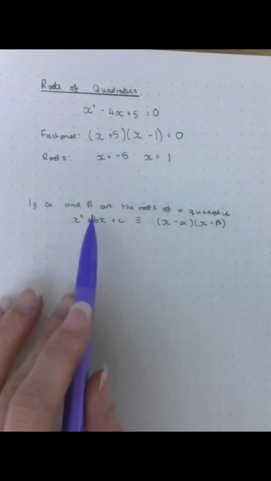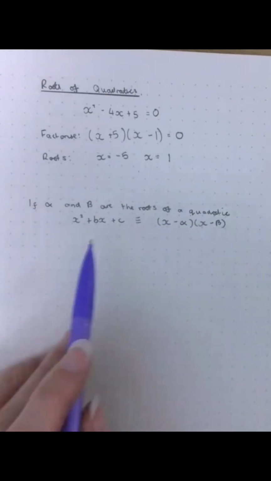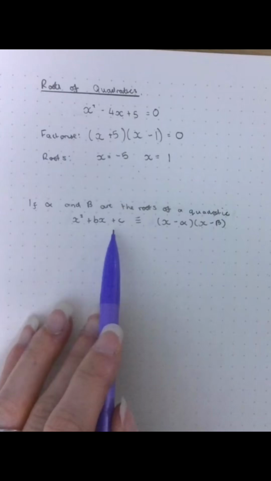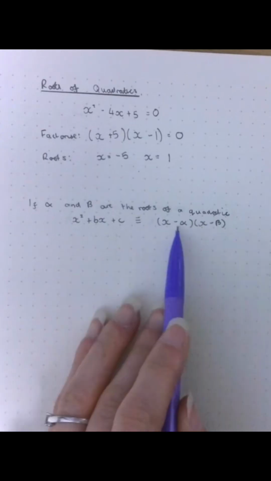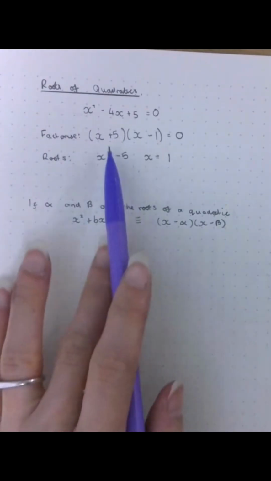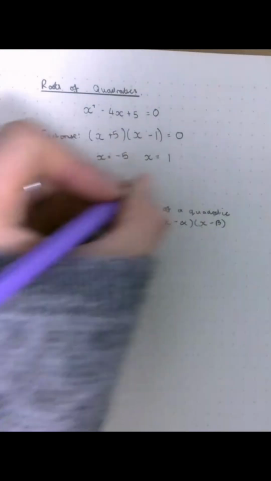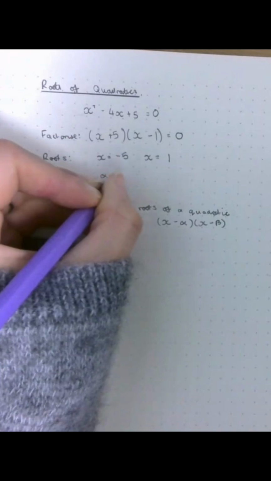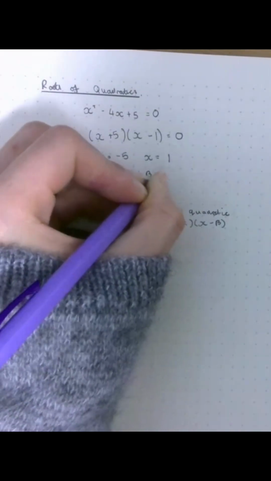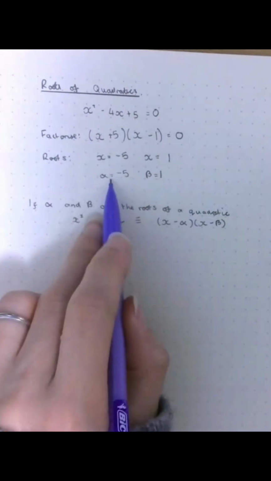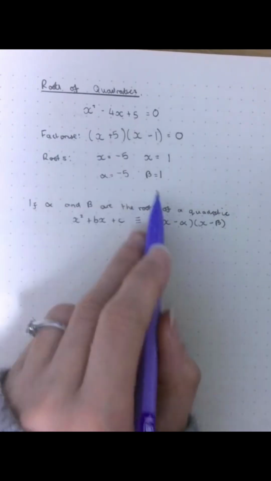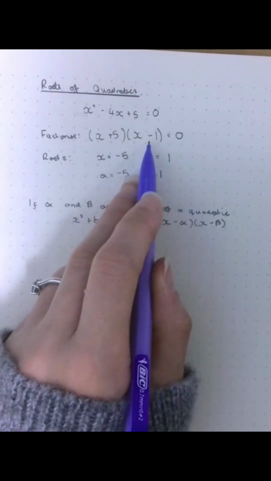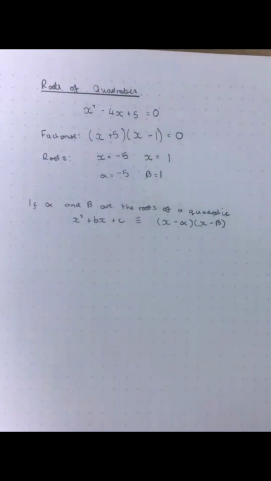If alpha and beta are the roots of a quadratic, and it's in the form x squared plus bx plus c, then we know it's going to factorise into this, where alpha and beta are the roots of our equation. So if we said that alpha was negative 5 and beta was 1, when it factorises, alpha is negative 5, so minus alpha will be positive 5, beta is 1, negative beta would be negative 1. We already know that, it's just putting it in that form there.